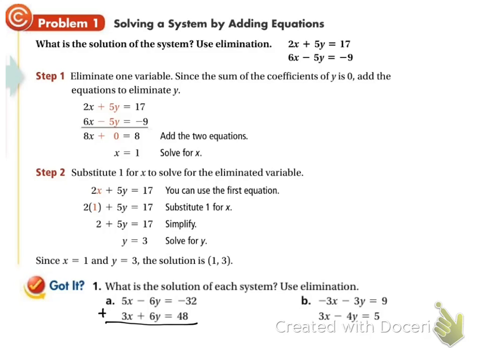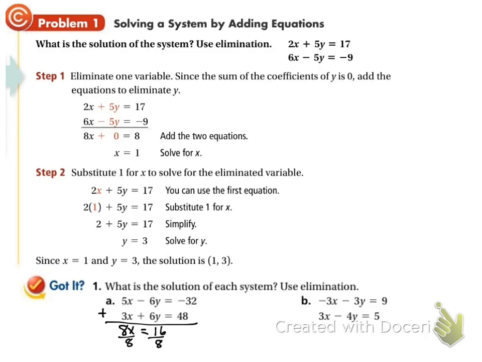So, when we're adding equations, we're going to add ones that have the same number in front of their variable, right? So these both have 6's, and we want them to be opposite signs. We want one to be negative and one to be positive, because that way they cancel out. If we had positive 6y and positive 6y, when we add those, that's 12y, right? So one needs to be negative, one needs to be positive. So let's add these. We get 8x, and then negative 6y plus 6y, well, that's 0, so that's going to go away. And negative 32 plus 48 is 16.